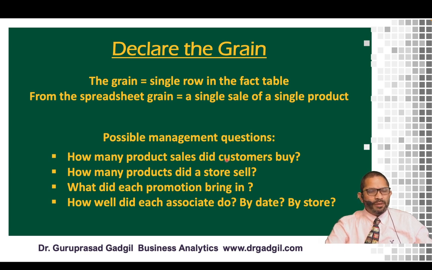So possible management questions are: how many product sales did customers make? How many products did a store sell? How well did each associate do? So management can ask you these questions. The spreadsheet will give you the answers based on the combinations of columns that you use.